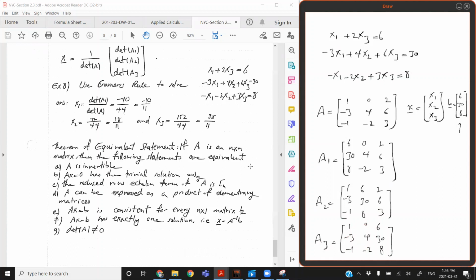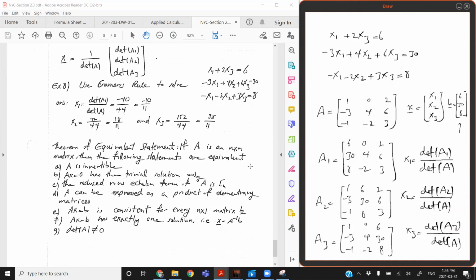Now, according to Cramer's rule, x1 is going to be determinant of A1 over determinant of A. x2 is going to be determinant of A2 over determinant of A. And x3 is going to be determinant of A3 over determinant of A. So you just need to calculate these four determinants.